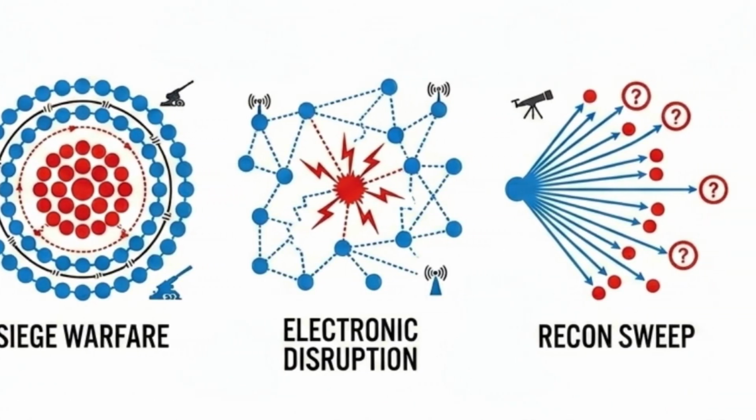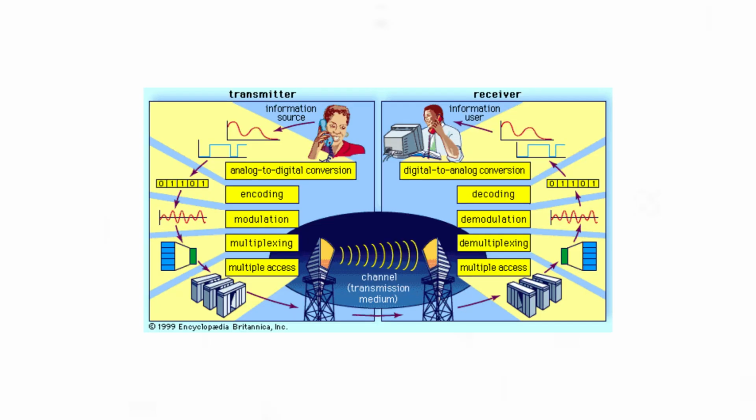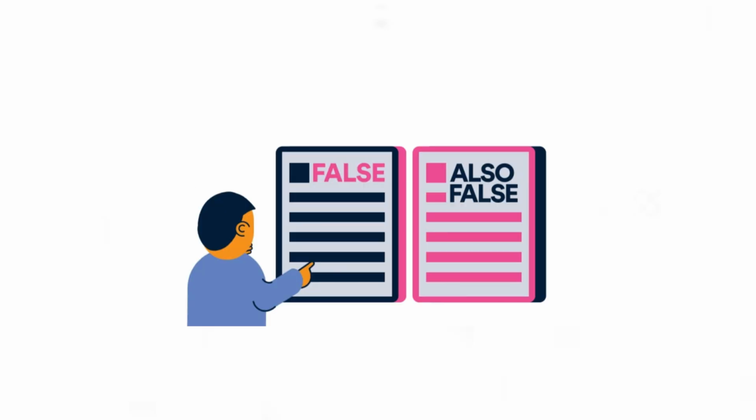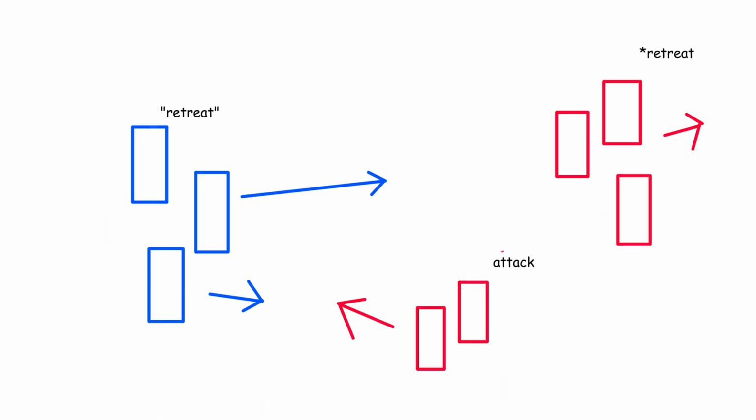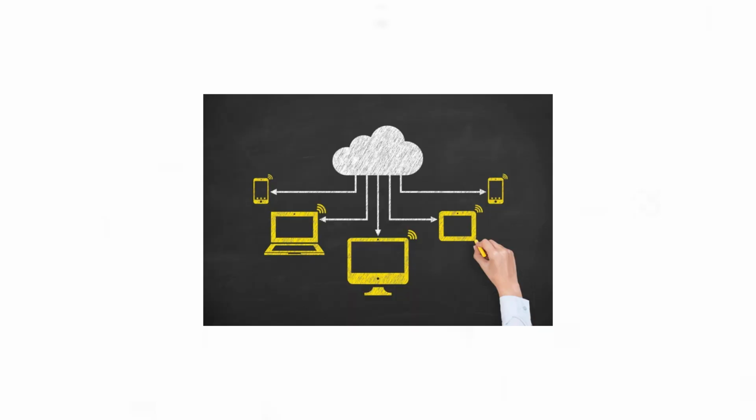Electronic disruption. Electronic disruption is a modern strategy that targets communication systems, radar, and digital networks used by enemy forces. By interfering with signals or feeding false information, armies can reduce coordination and awareness. In modern warfare, controlling information flow is just as important as controlling territory. This strategy can blind advanced forces without firing a single shot.